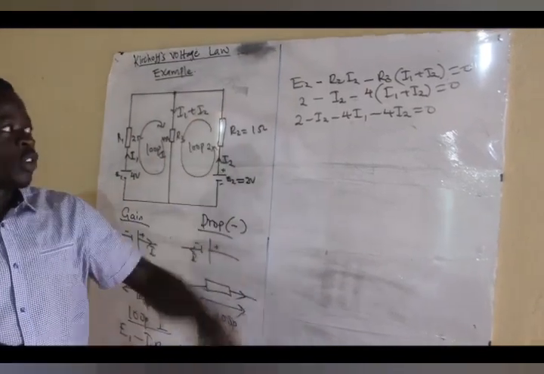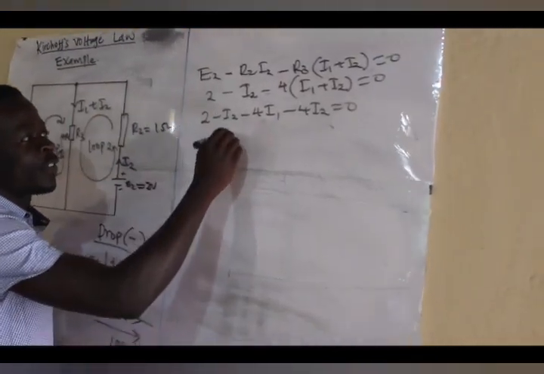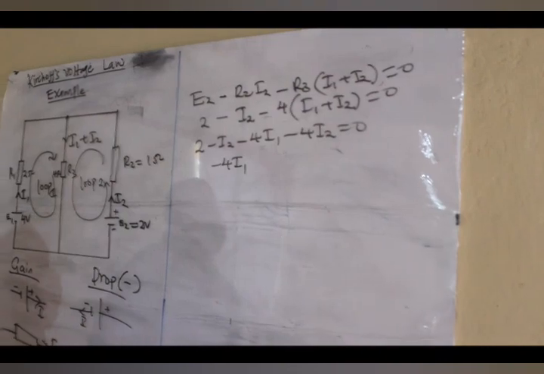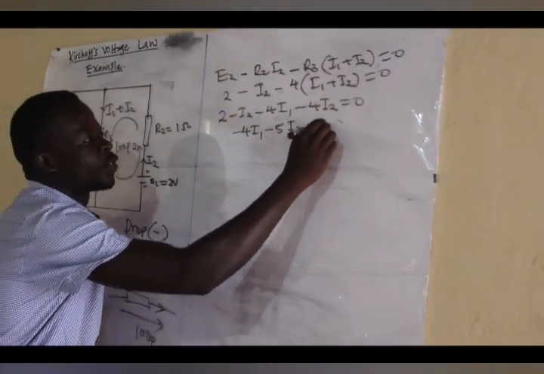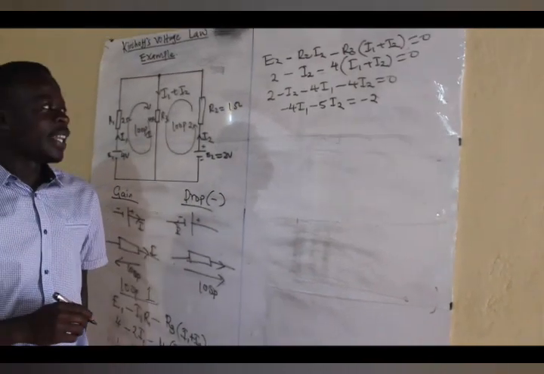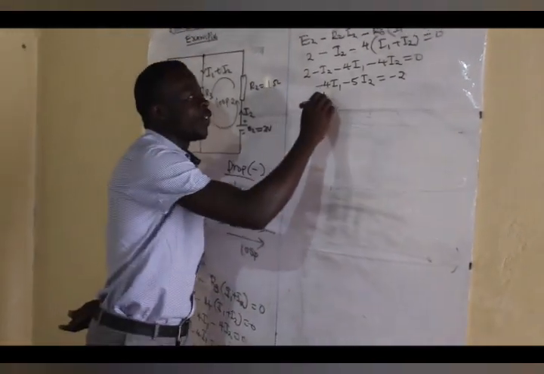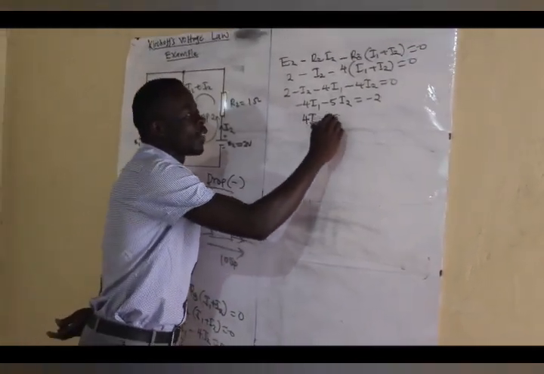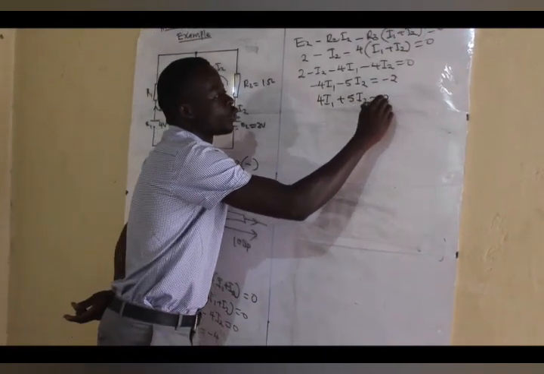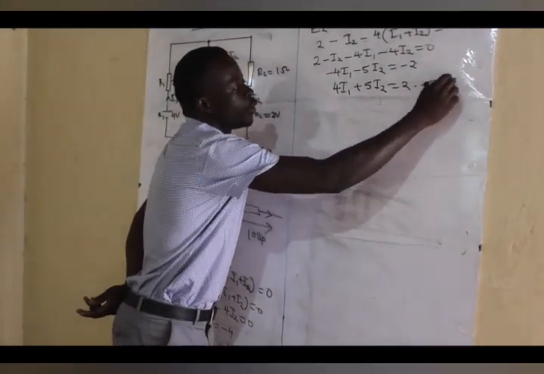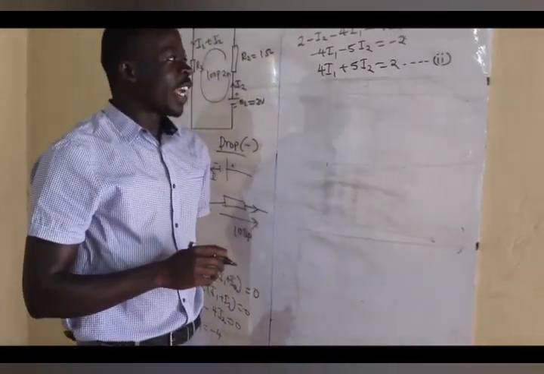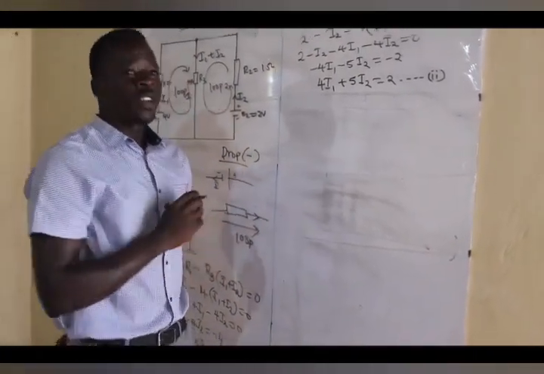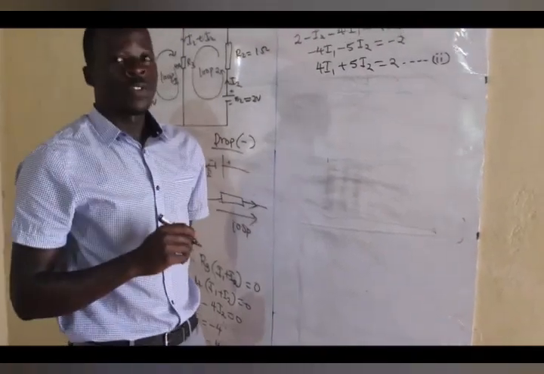Let the constant cross. So you'll have minus 4I1 minus 5I2 is equal to negative 2. Dropping the negative signs, we'll have 4I1 plus 5I2 is equal to 2. So this one is our equation 2. So we have two equations: the first equation from loop 1, the second equation from loop 2.